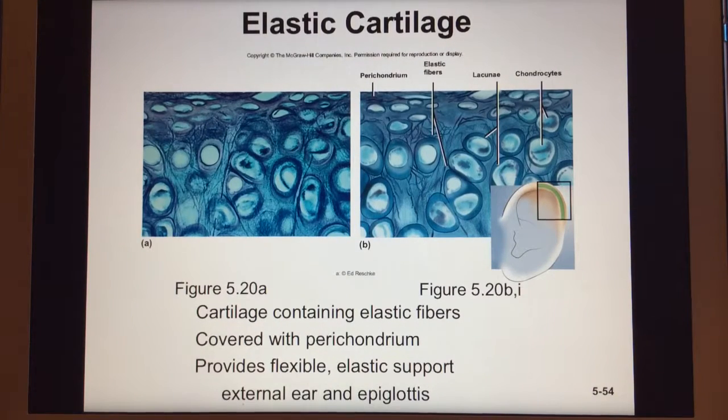Elastic cartilage looks similar to hyaline. I'm going to say normally, I don't want to say always, but normally these lacuna look larger in elastic cartilage than in hyaline, but similar, where the lacuna looks like a bubble, and then inside is the chondrocyte. In the elastic cartilage, you may be able to see the fibers a little bit better than you could in the hyaline, and so those wispy lines going through, those are the elastic fibers. We see this in the external ear and in the epiglottis.